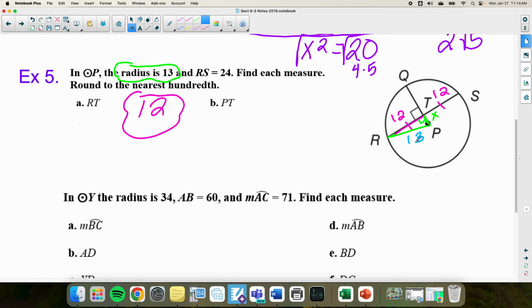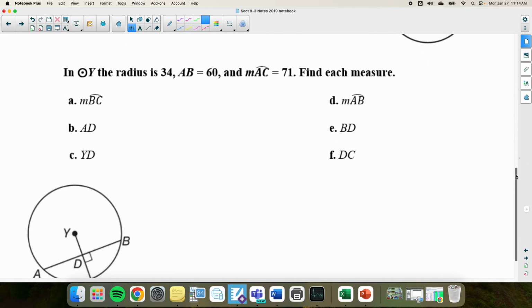Now, is that a right triangle again? What is it? What, 12, 13? 5. So wouldn't this just be 5? Do you guys get that? 5, 12, 13 is a right triangle. So having that cheat sheet out might help you out.